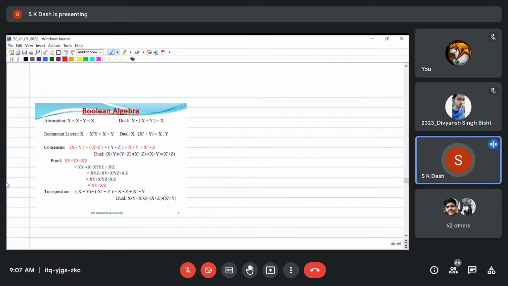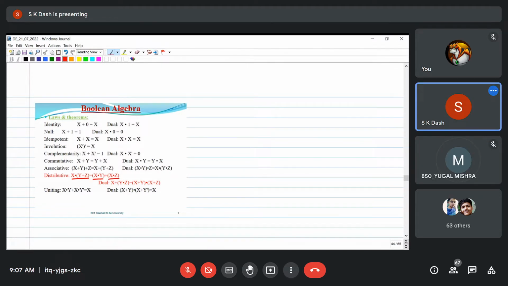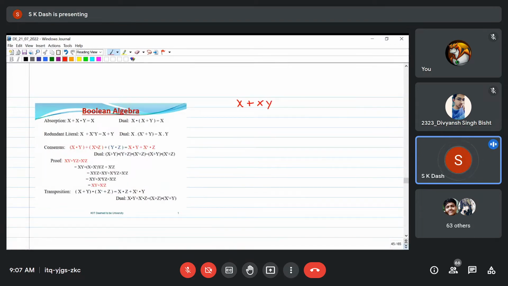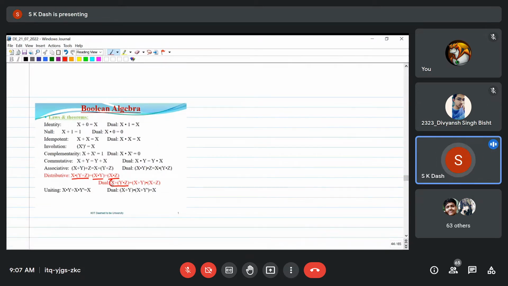So let us prove that x plus xy. What does distributive say? Distributive says that x dot (y plus z) is the same as x dot y plus x dot z, and its dual is x plus y dot z is equal to (x plus y) dot (x plus z). So here I can apply this rule, yes or no? For x plus y dot z, as per this, it has to be (x plus y) dot (x plus z).